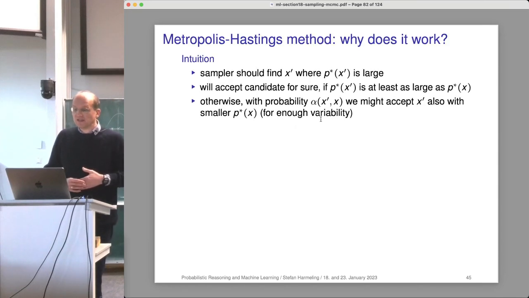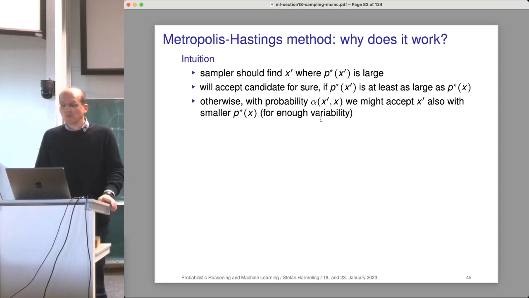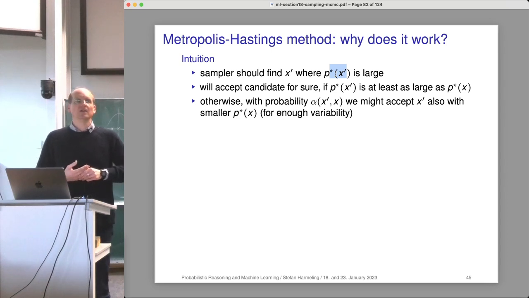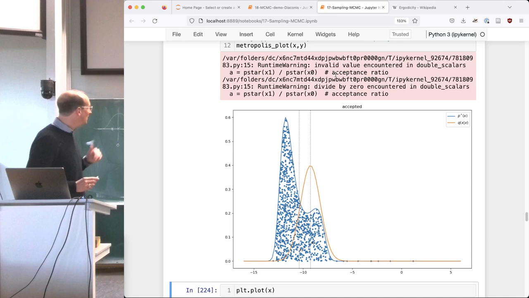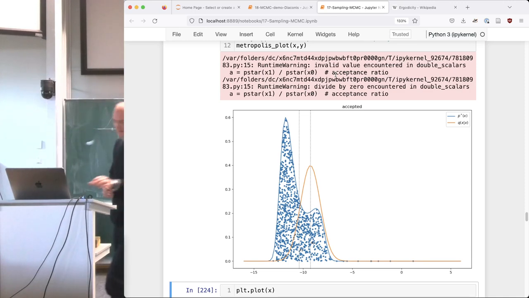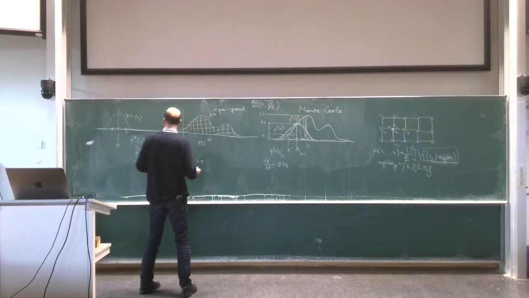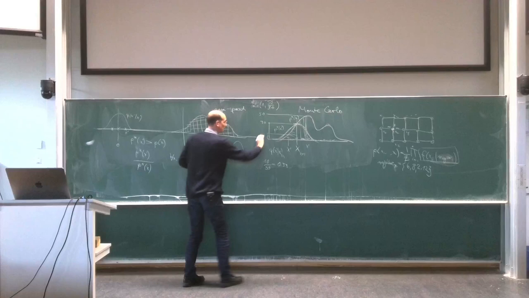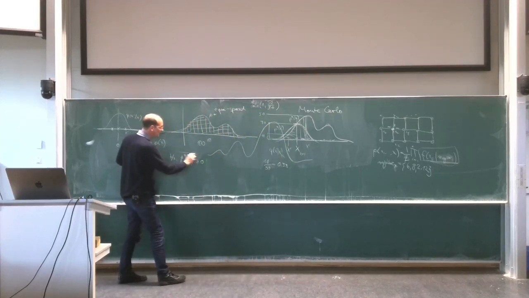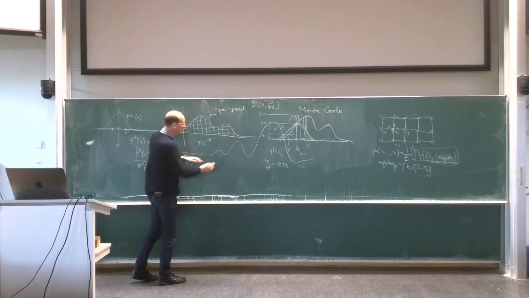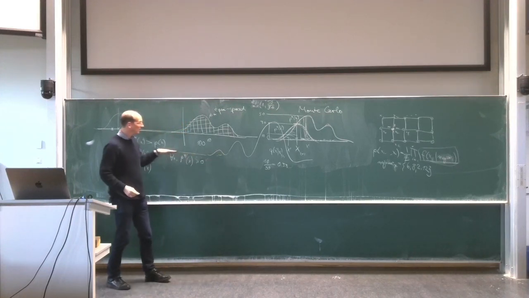Okay, now we come to the point, let's see why it works. With why it works, I mean, why are we really getting samples from P star? So we are trying to sample x primes where my p star is large. This is pushing us towards the area where my p star is very likely. And maybe my true function looks like this. We start over here and we are getting closer, and then we are happy that we are now in this little bump here. It's better than where there's nothing, right?